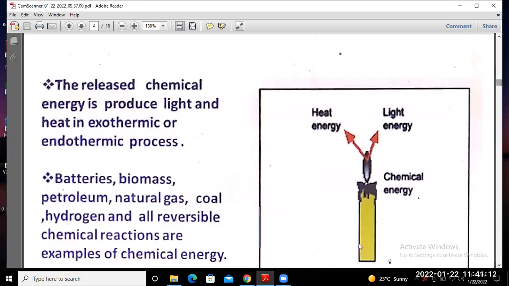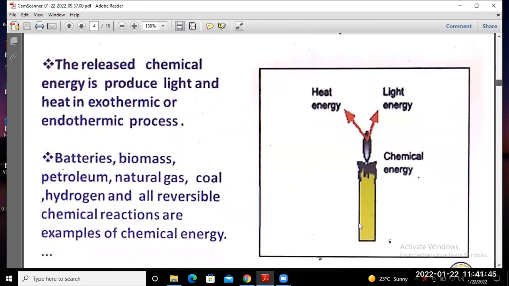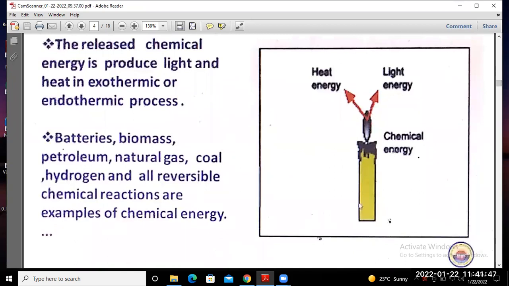So the released chemical energy is produced either in the light or the heat form, in an exothermic or endothermic process. What are the exothermic and endothermic processes? We will try to see here. That means during the production of light and heat, generally an exothermic or endothermic process takes place. So this may be used here.